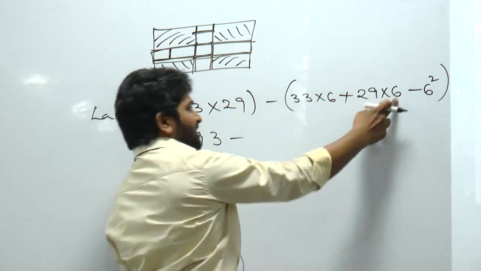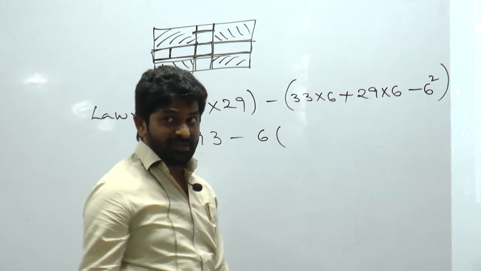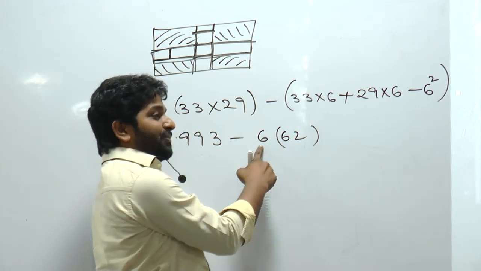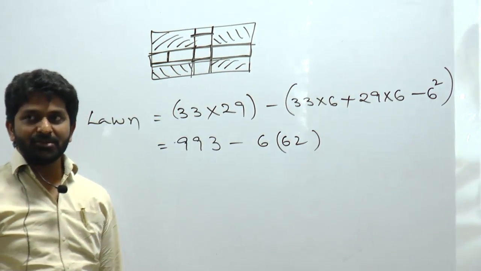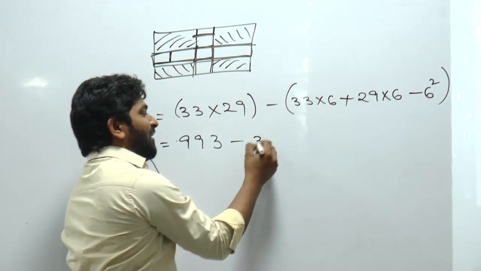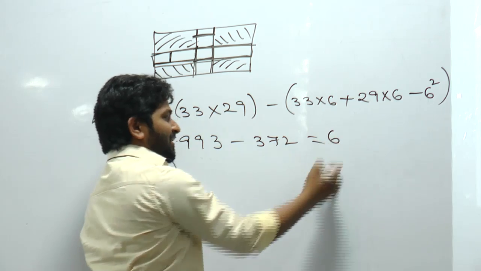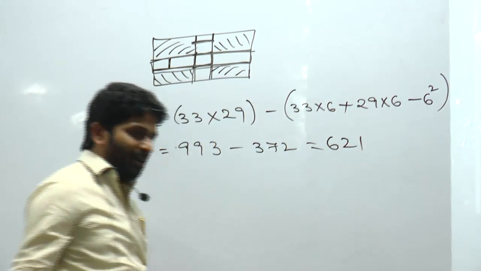This is 6 multiple, this is also 6 multiple. Take 6 common. 33 plus 29. How much is that? 62. 60 times of 6, 360. 6 times of 2, 12. 360 plus 12, 372. 900 minus 300, 600. 93 minus 72, 21. Lawn area is 621.